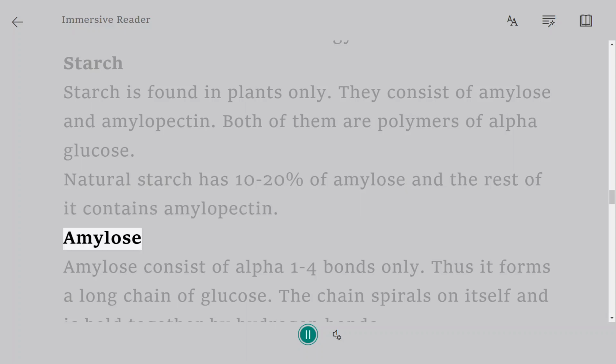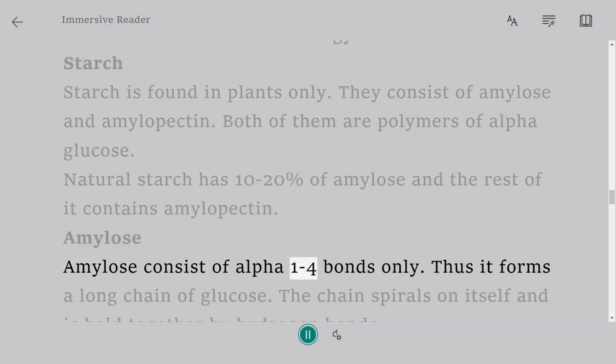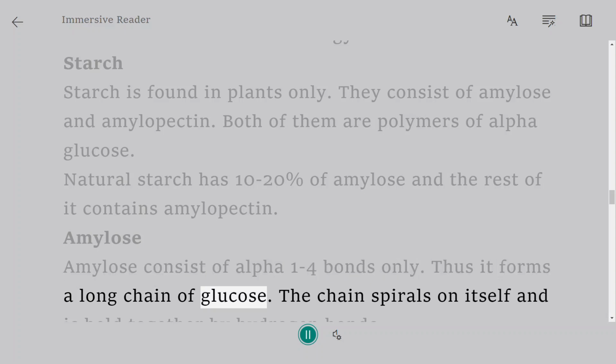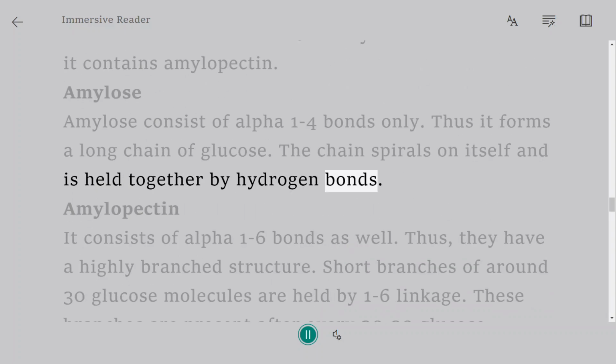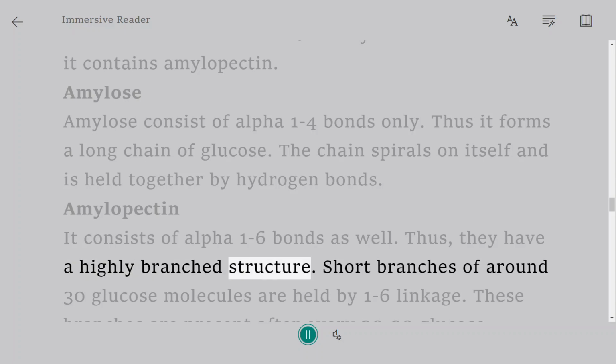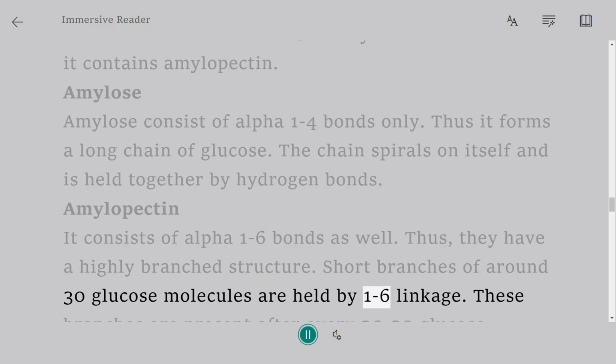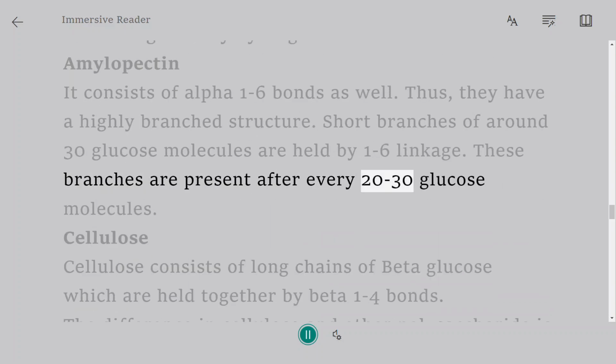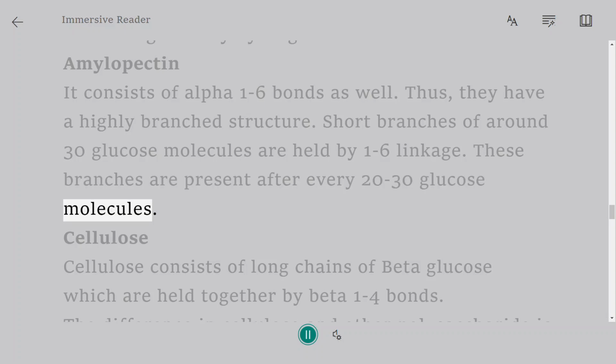Amylose. Amylose consists of alpha 1 to 4 bonds only. Thus it forms a long chain of glucose. The chain spirals on itself and is held together by hydrogen bonds. Amylopectin. It consists of alpha 1 to 6 bonds as well. Thus, they have a highly branched structure. Short branches of around 30 glucose molecules are held by 1 to 6 linkage. These branches are present after every 20 to 30 glucose molecules.